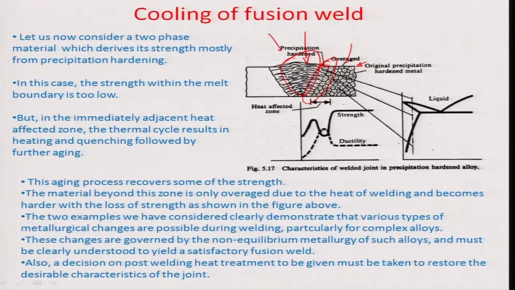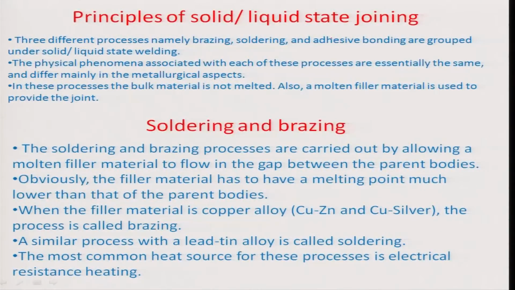So, two phase welds are therefore very complex to be estimated in terms of strength, etc., in comparison to what a single phase would do. So, with this I would like to come to the other important welding process, which is solid liquid state joining, and as I had earlier said there are three different processes here: brazing, soldering and adhesive bonding, which are grouped under the solid liquid state welding category, and the physics associated with each of these processes are essentially the same and differ mainly in the metallurgical aspects.